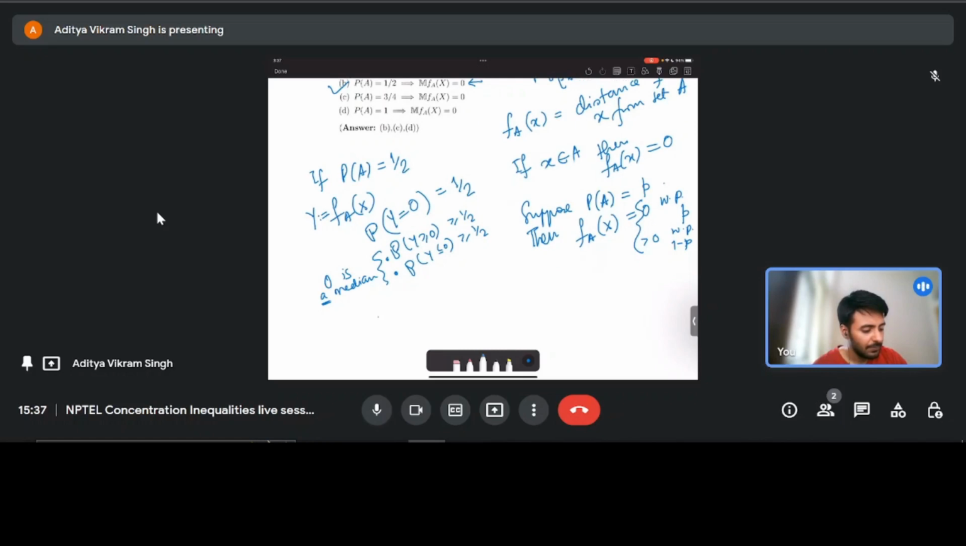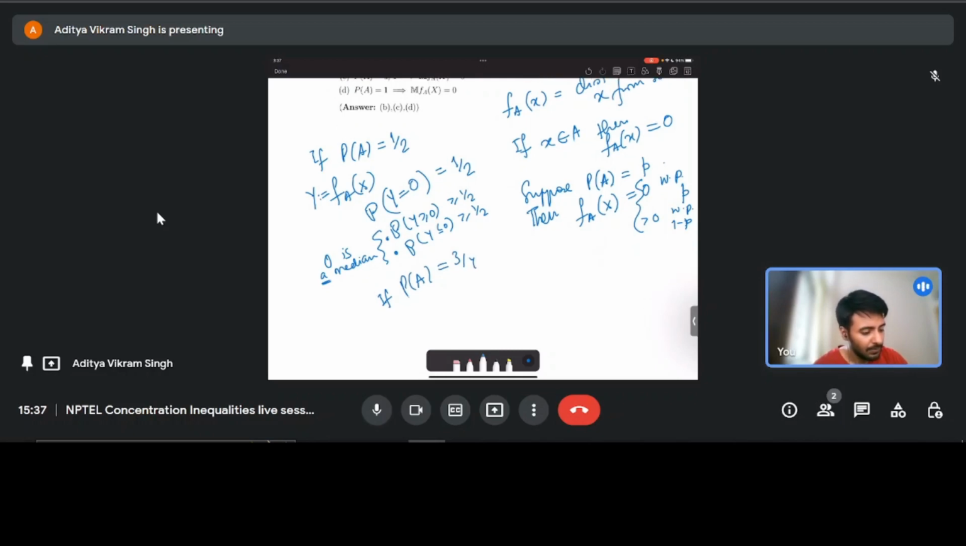But even so, suppose if PA is 3 by 4, right? So what we have is probability of Y equals 0 is 3 by 4.